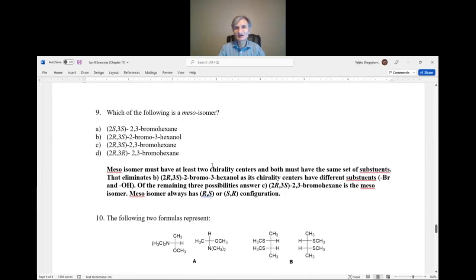And that brings us to the next question, number 9. Which of the following is a meso isomer? Sometimes standardized exams like the MCAT will ask questions like this, and students would go and work through it, trying to figure out which one is meso, making models or drawing them. Or actually, you're not allowed to make models, but trying to figure that out. But actually, I just told you what a meso isomer is. A meso isomer is always RS or SR.